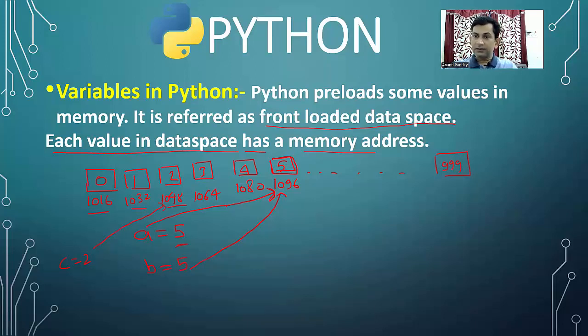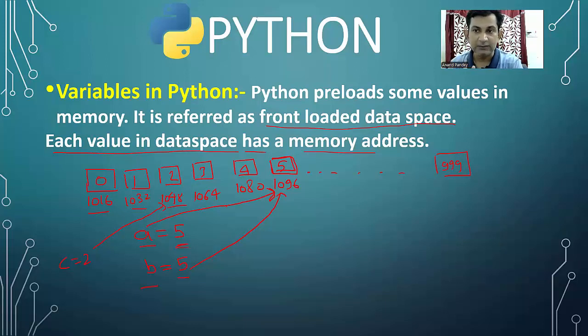Okay, so variables are pointing to the memory location. But still, if two variables have the same value, they are pointing to the same memory location. I think I have explained this. Up to this I have explained that if two variables have the same values, they will point to the same memory location. But here we have three situations.